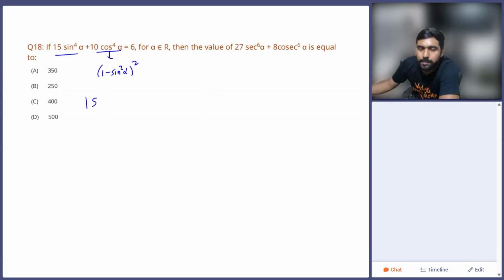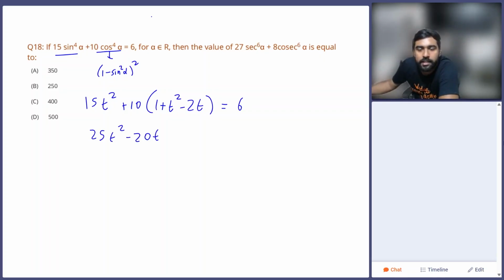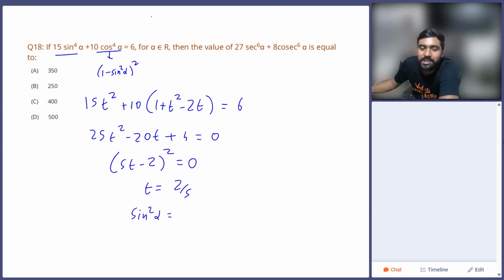So what will I get? Let's put sine square alpha equals t. So I'll get 15 t square plus 10 times (1 minus t) whole square, that is 1 plus t square minus 2t, equals 6. So overall what do you have? You have 25 t square minus 20t plus 10 minus 6, that gives you 4, equals 0. So what is this? This is nothing but (5t minus 2) whole square equals 0. It's a perfect square over here, right? Which means t is equal to 2 by 5.